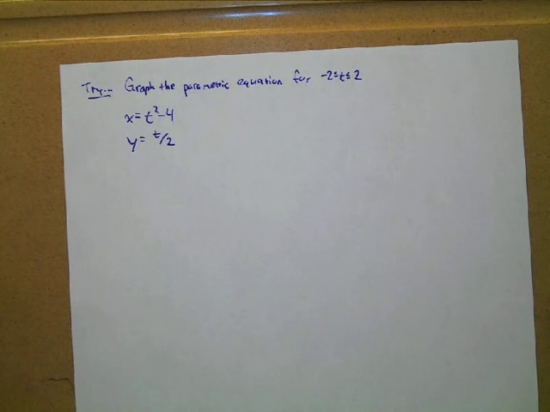Again, don't forget when you are graphing to label the time at which you are at that location, because you have that extra parameter now. And include the orientation as well, the direction of your flow there.